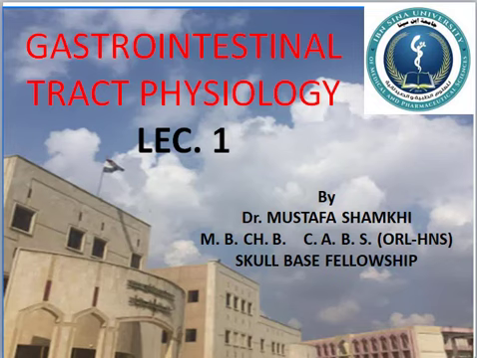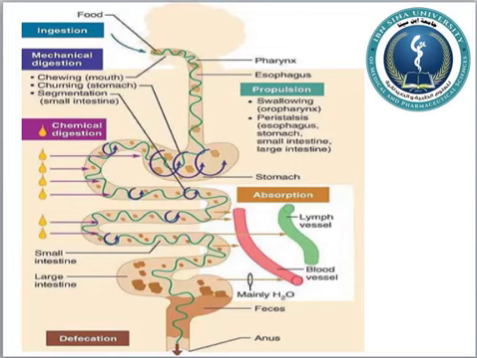Gastrointestinal system or gastrointestinal tract. It is a hollow folded tube. This tube starts from the mouth till the anus. This tube is folded and organized in different parts: mouth, esophagus, stomach, small intestine, large intestine, and also other organs like liver, pancreas, gallbladder. We'll discuss them later on separately.